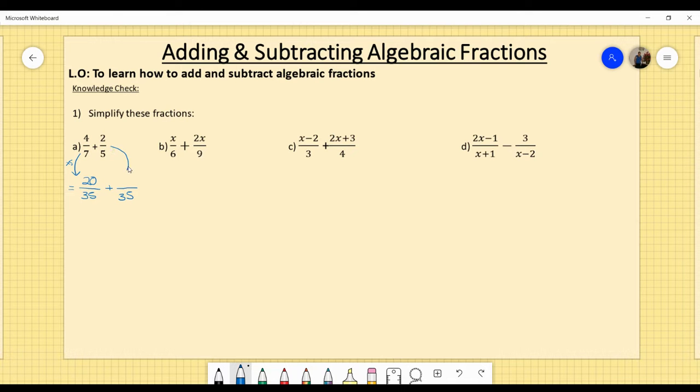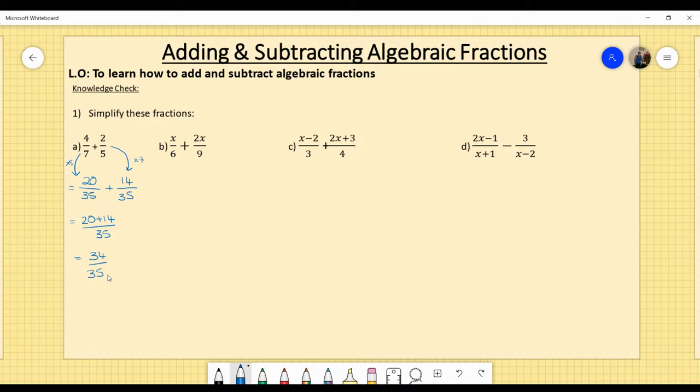And for the second fraction, I multiplied by 7. So again, same thing to the numerator as the denominator, giving me 14 out of 35. And then we just add the two numerators together, but they have that one common denominator, so we're not adding that one, giving me an answer of 34 out of 35. So that's how we do it with normal fractions, when there's just numbers involved.